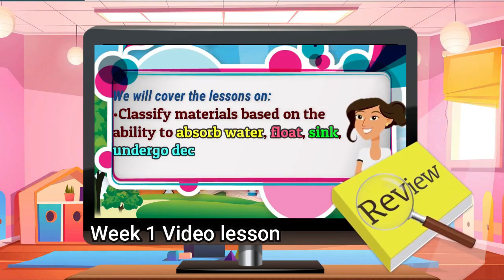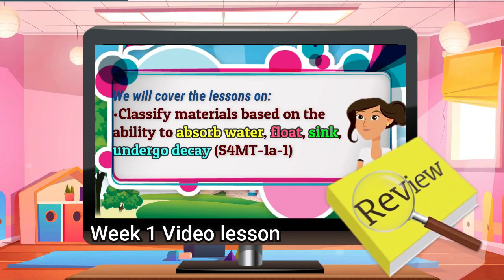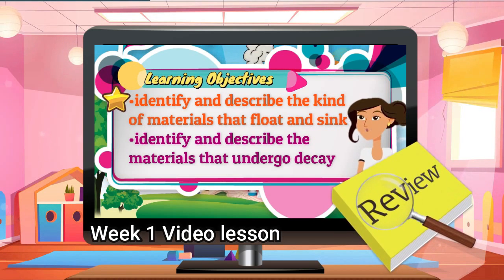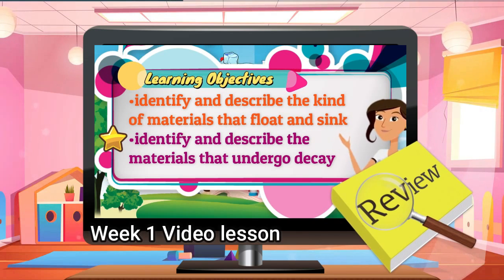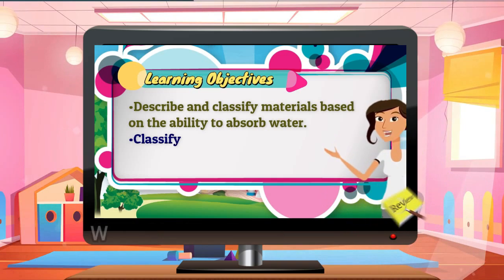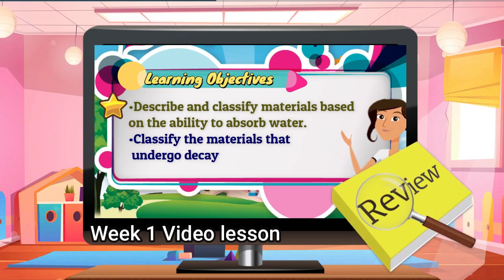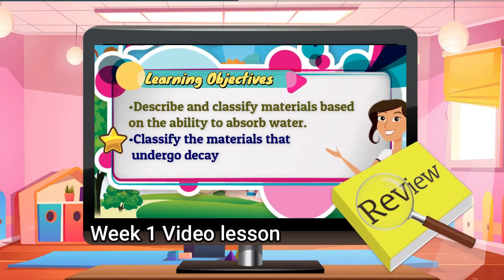We will cover the lessons on classify materials based on the ability to absorb water, float, sink, and undergo decay. Specifically, you will learn to identify and describe the kind of materials that float and sink. Second, identify and describe the materials that undergo decay. Third, describe and classify materials based on the ability to absorb water. And lastly, you're gonna classify the materials that undergo decay.